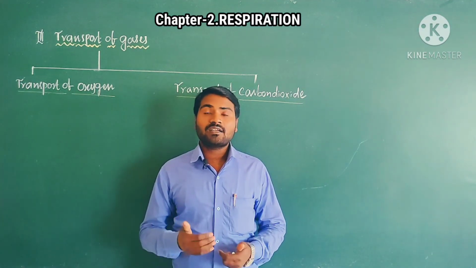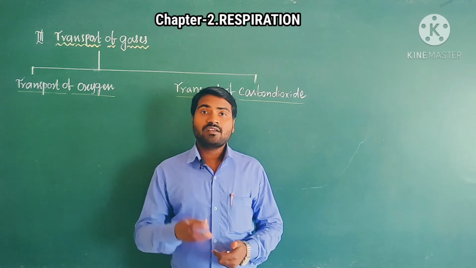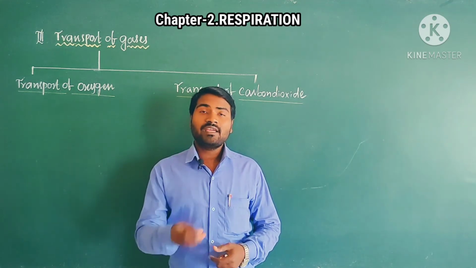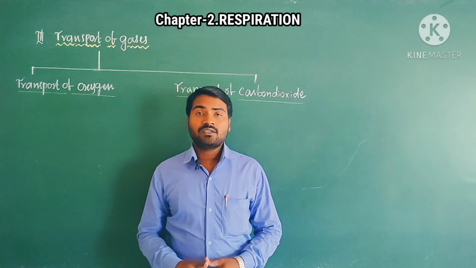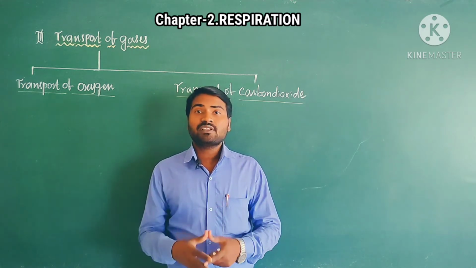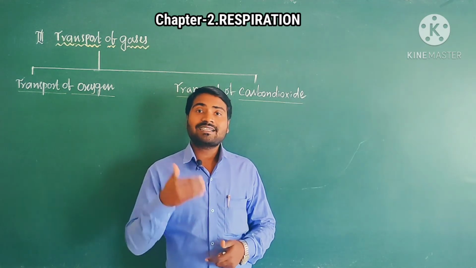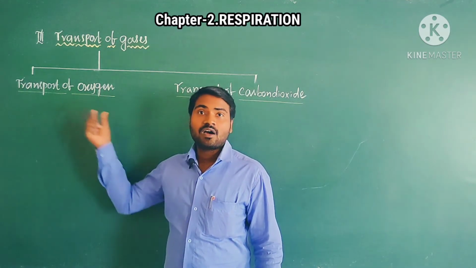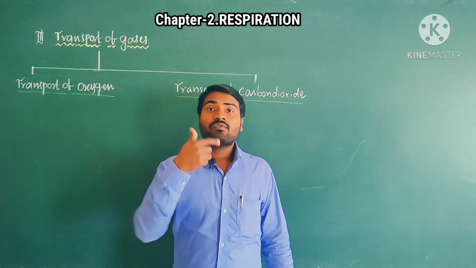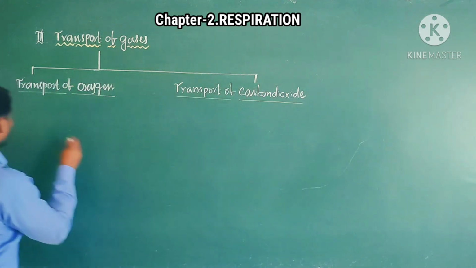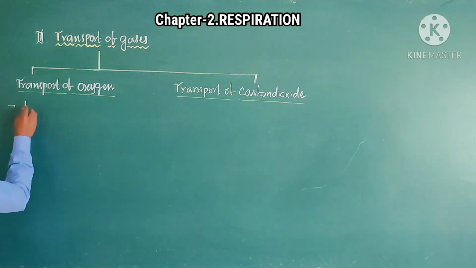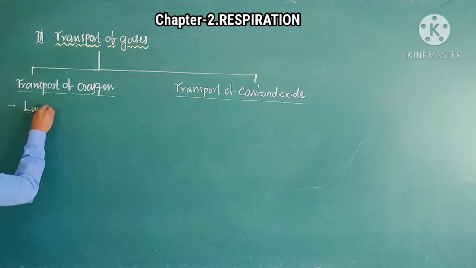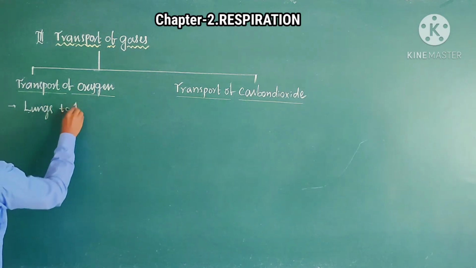We have learned that because of simple diffusion, the oxygen from alveoli gets diffused into the blood. So once it is mixed with the blood, how is it transported, let us learn. First we discuss the transportation of oxygen. How does oxygen reach from lungs to tissues?